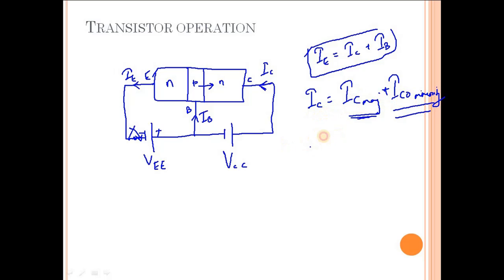So you can also write that ICO minority is simply that collector current which exists when IE is equal to 0. That means when this switch is open circuited, that means there is no VEE to affect this PN junction. So now you can very well conclude that whatever we discussed in the case of PNP BJT, the NPN BJT operation is very similar to it.